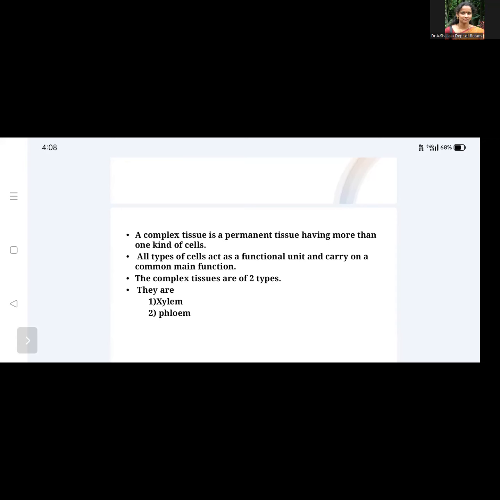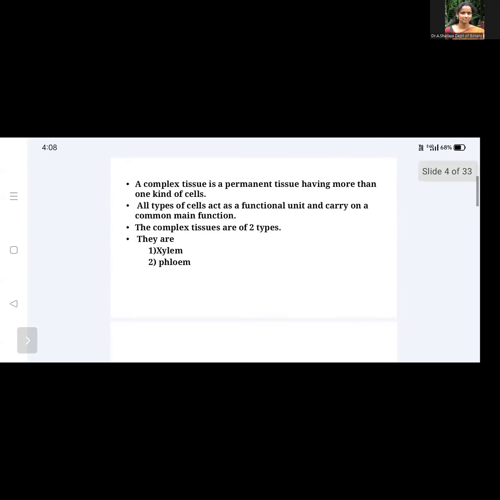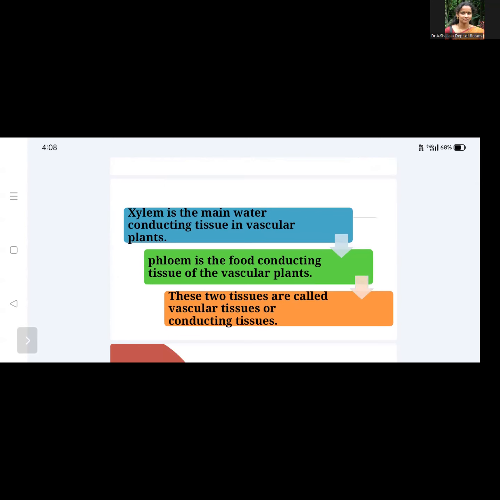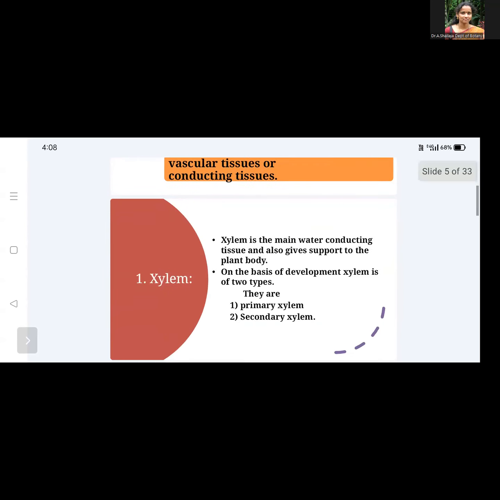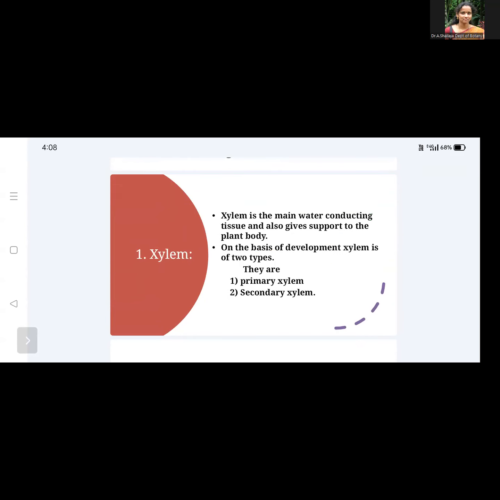Complex tissues are mainly of two types: xylem and phloem. Xylem is the main water conducting tissue in vascular plants. The second one is the phloem, the food conducting tissue. These two tissues are called vascular tissues or conducting tissues. First, we are coming to the xylem. Plants developed xylem and phloem for conduction. So xylem is for conduction of water and phloem for conduction of nutrients.